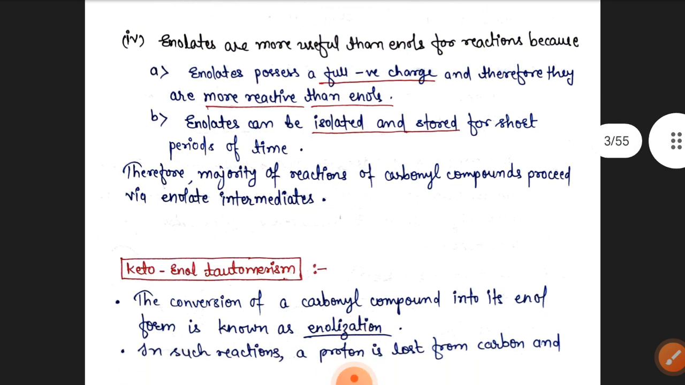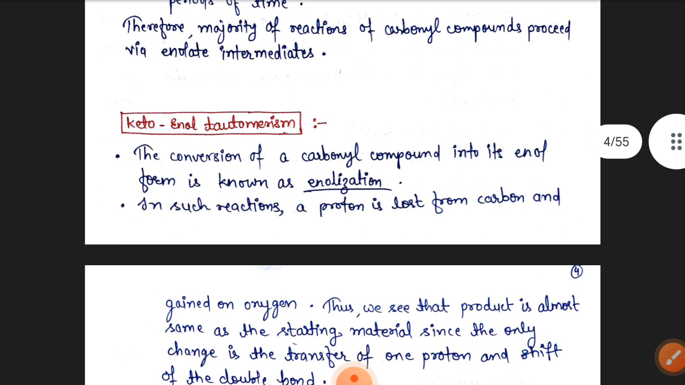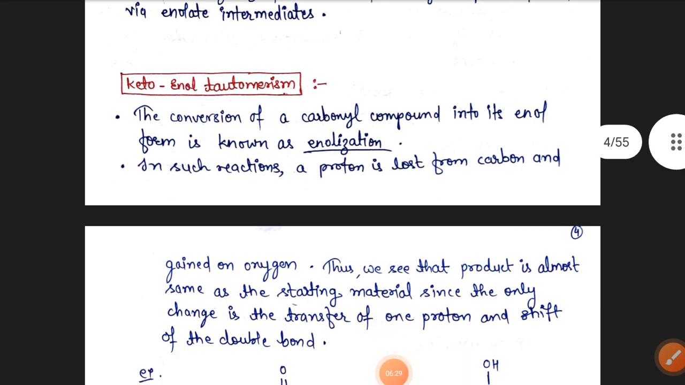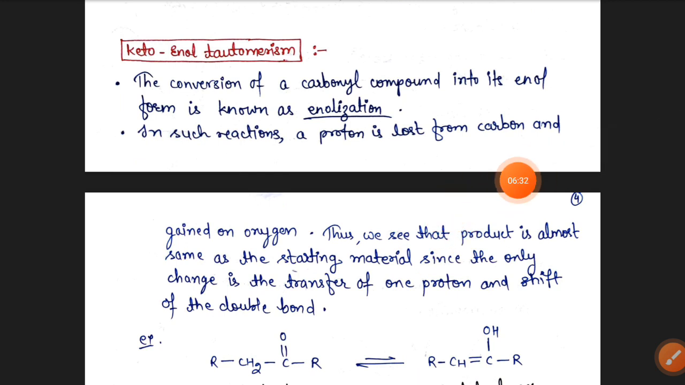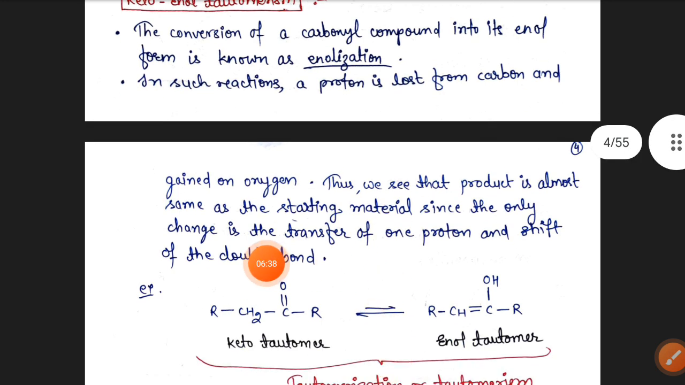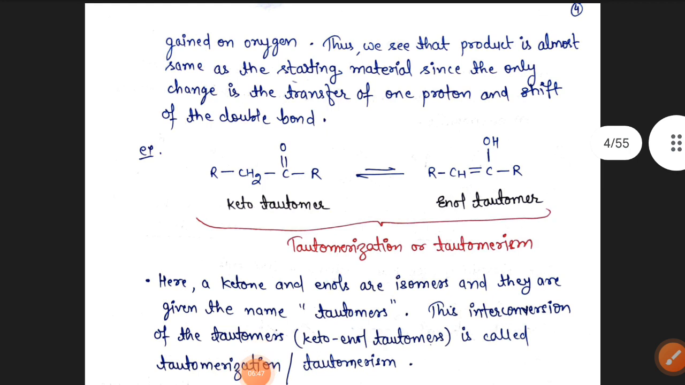So what is keto-enol tautomerism? This is very important from the exam point of view. The conversion of a carbonyl compound into its enol form is known as enolization. In such a reaction, a proton is lost from carbon and gained on oxygen, and thus the product is almost the same as the starting material, since the only change is the transfer of one proton and a shift of the double bond.